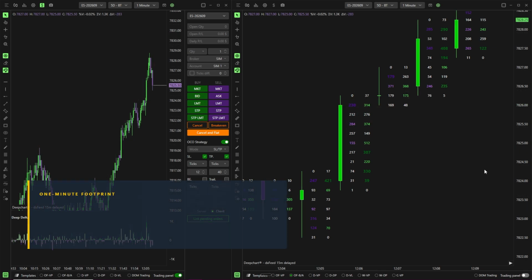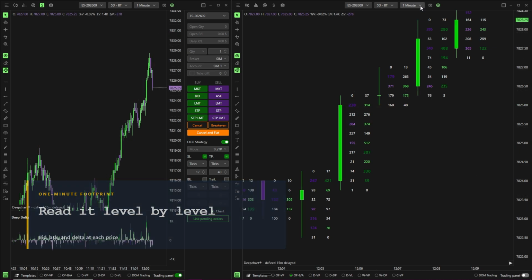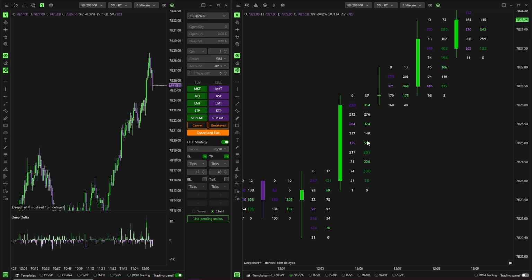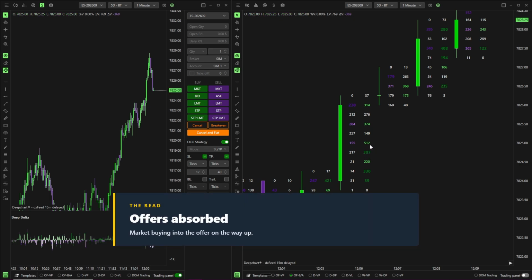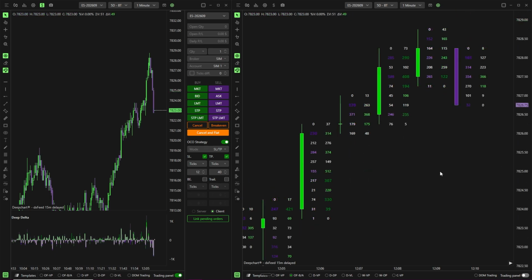So now I have the footprint chart active on the 1-minute chart. And if we zoom in on this candle, we'll take a look at every price level. So what this is telling us is that during this up candle, there were more market buyers at almost every level except for this one right here on the way up. So at this price level, this wick, there was only one contract that sold into the bid, and then the market moved up. And yeah, there were a lot of offers being absorbed, but the majority of it was market buying into the offer.